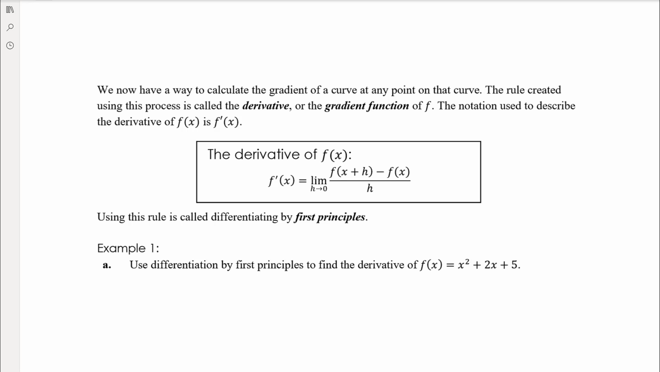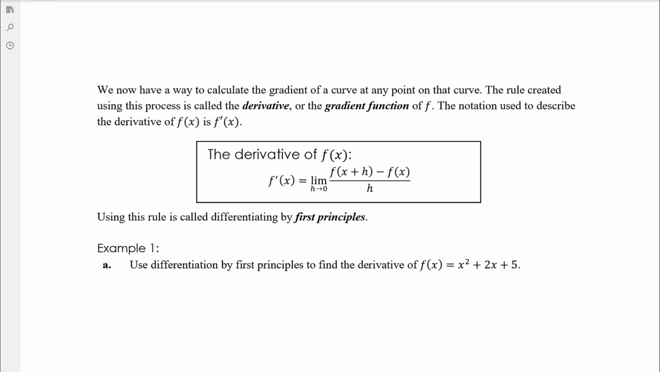And one notation, I'll talk about notation in a minute, but one notation we use if we're looking at the derivative of f is f dash x. Okay. So the derivative of f of x is f dash x, and it's equal to the limit as h approaches 0 of f of x plus h minus f of x, that's the rise of the secant, divided by h, which is the run of the secant. And as we look at what happens as h becomes small, the secant is getting smaller and smaller, and its gradient is approaching the gradient of the tangent.